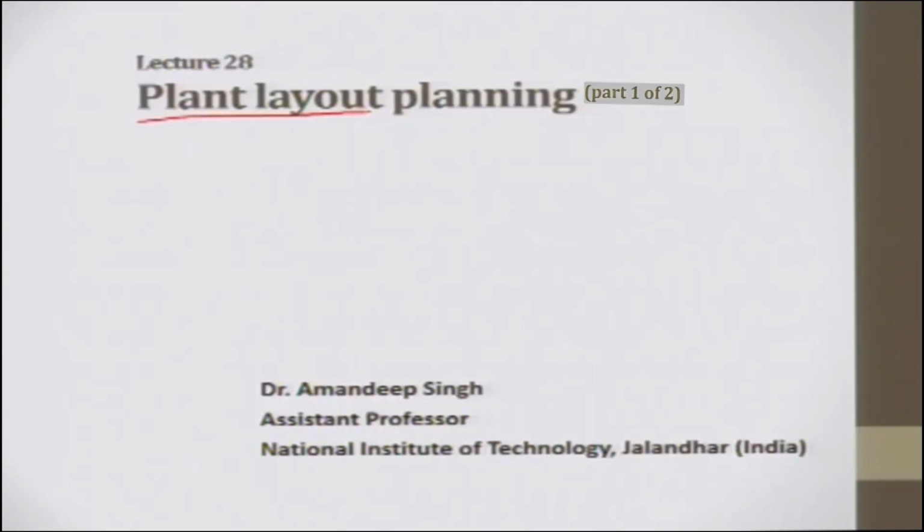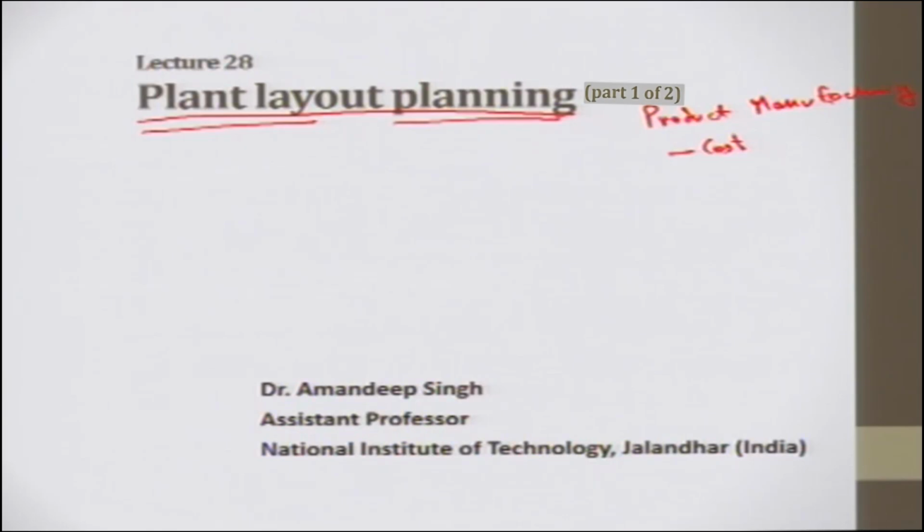And in this specific lecture, I am trying to focus on the plant layout planning. Plant layout is an important factor in product manufacturing. Because the cost of the product is very much dependent upon the time. Cost is proportional to the time that is taken by that product to get manufactured. So this time is very important factor in a factory.